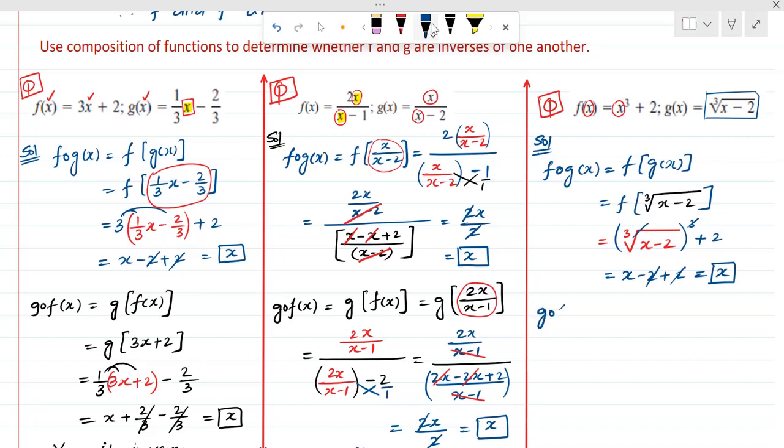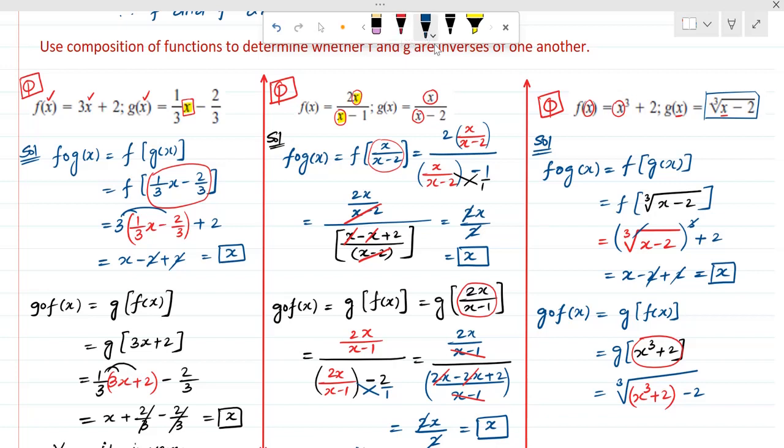Now let us go to the next one. g circle f. What is g circle f? g of f of x. So here g of f. What is f? The f value is what? x power 3 plus 2. Now what is g? So g is nothing but cube root of x minus 2, but what is your x value? This is the x value. I just replace here. So wherever x is there, we will replace x power 3 plus 2. So this is my x.